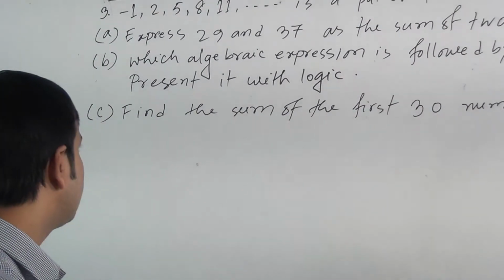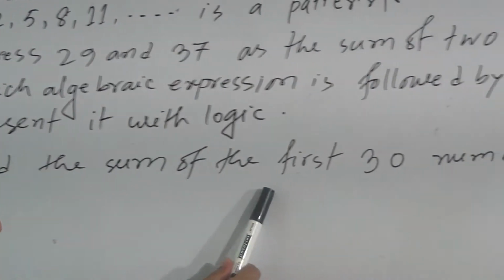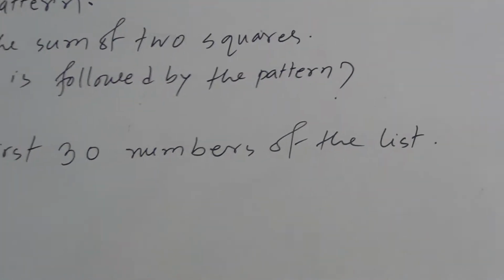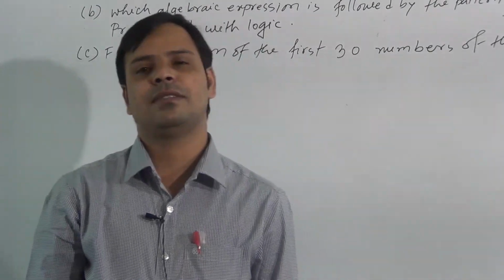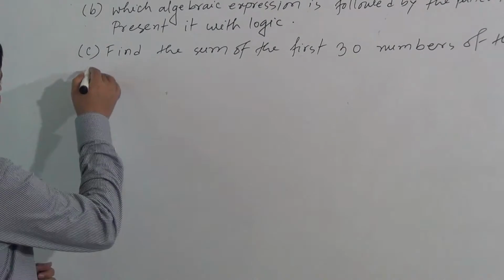Okay, dear students, now see question C. Find the sum of the first 30 numbers of the list. We have to find the sum of the first 30 numbers of the given pattern. Okay, dear students, let us see. First question, we will start our solution now.